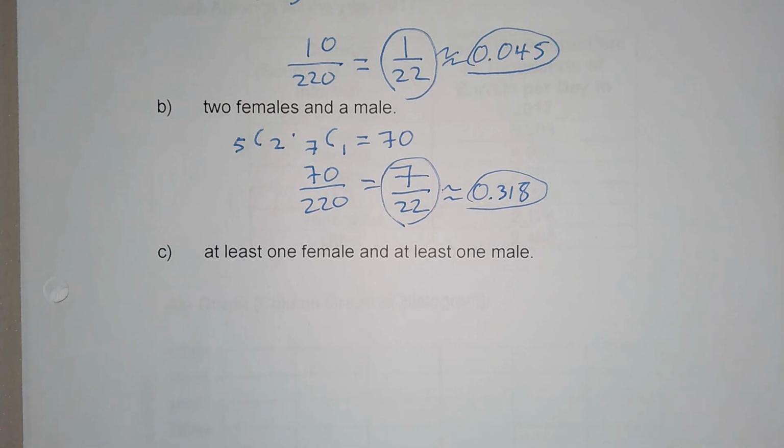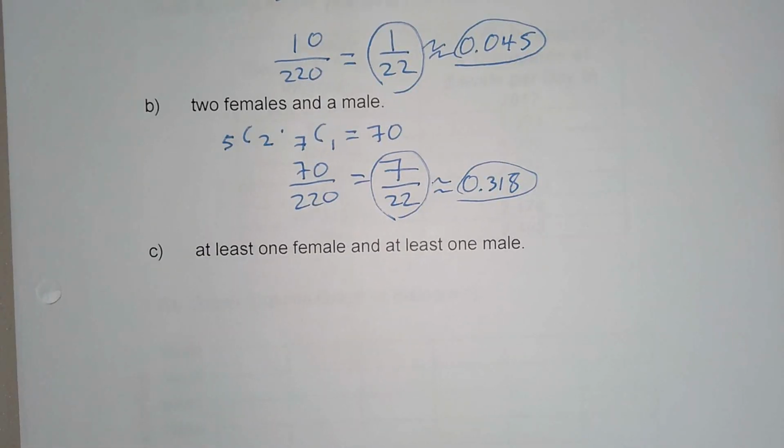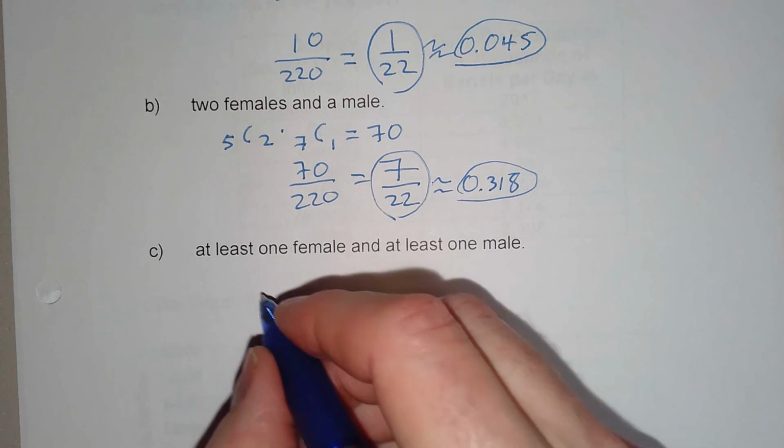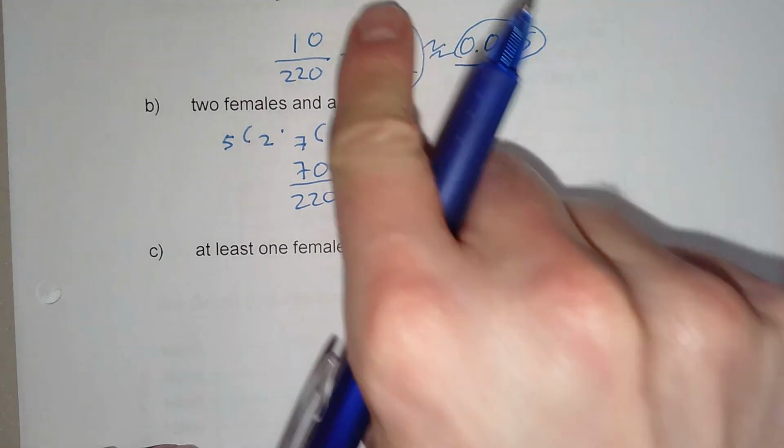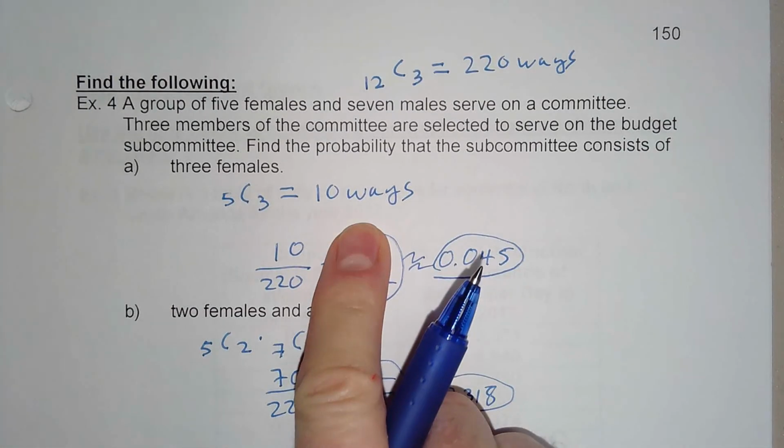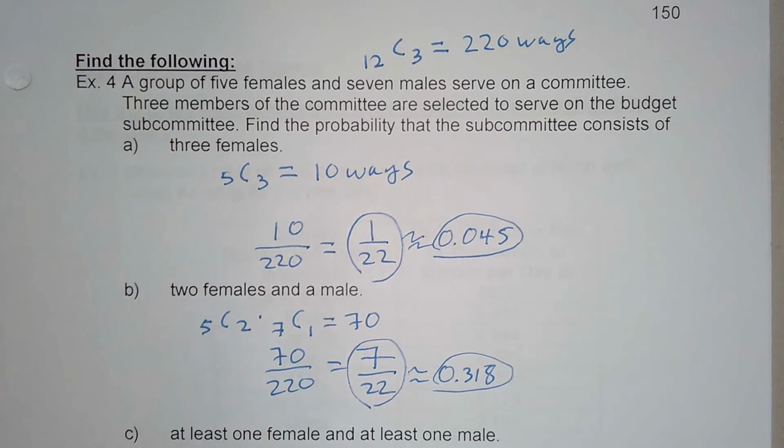At least one female, at least one male. Well, I'm going to find out the number of ways we can have an all-male committee, the number of ways we can have an all-female committee, add those together, take that off from 220, and then that would give us how many committees would have at least one female and one male. So, all-female committee, we've already calculated that back up here. There are 10 ways for that to happen.